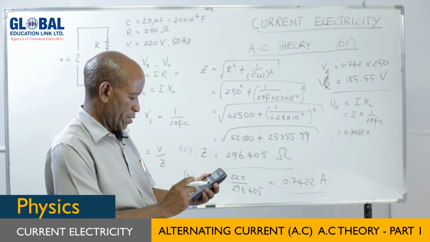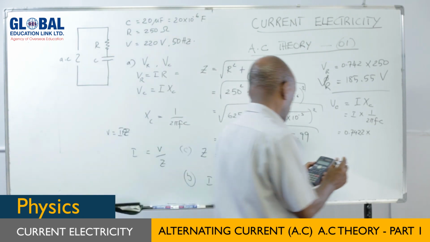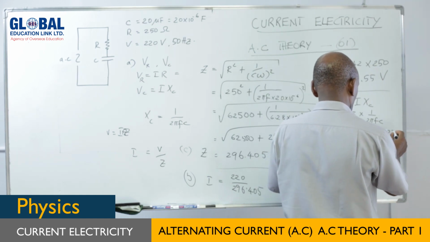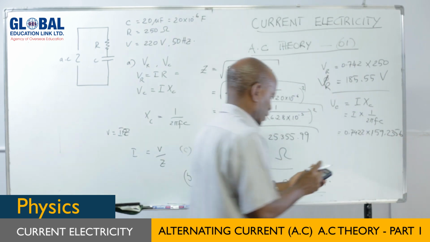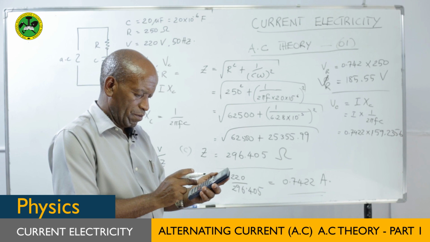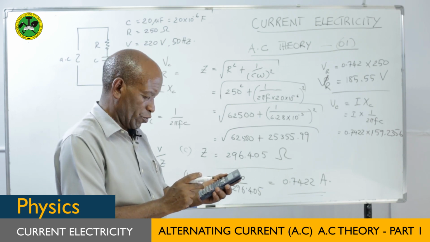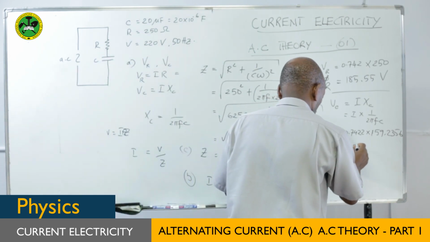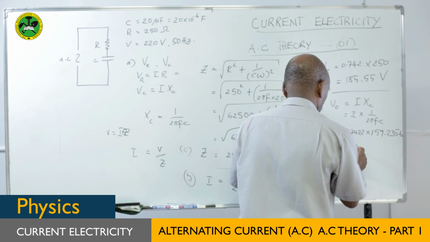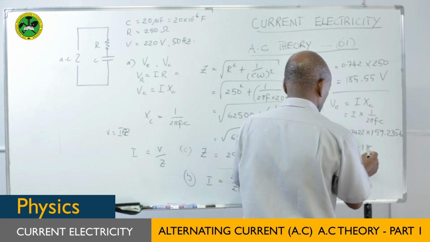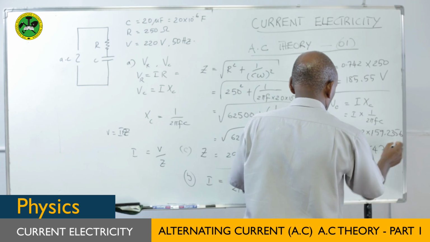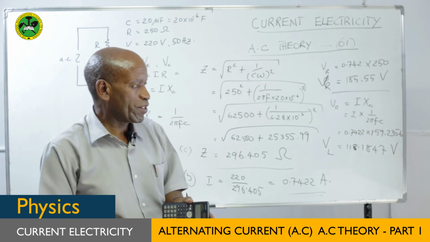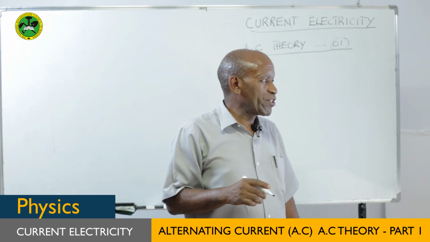I multiply. So here I'm getting 159.2356, multiplied by 0.7422, we are getting 118.1847. This is the voltage through the capacitor, and this is for part A, and that will just be the end of question number 1. So let's go to question number 2.